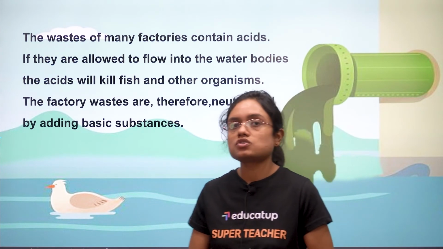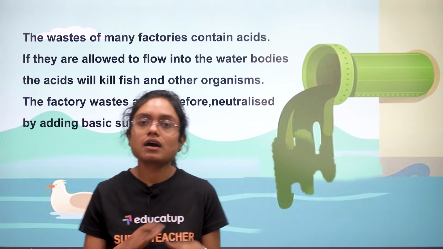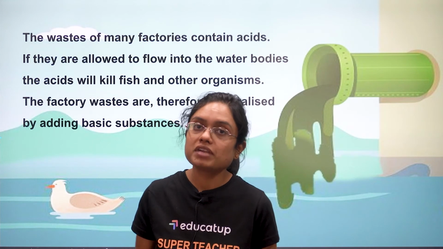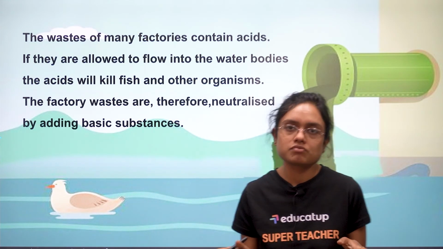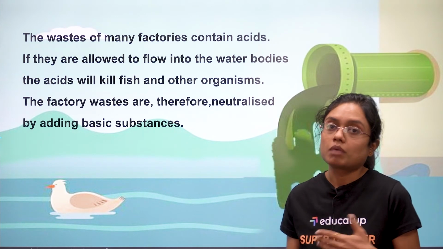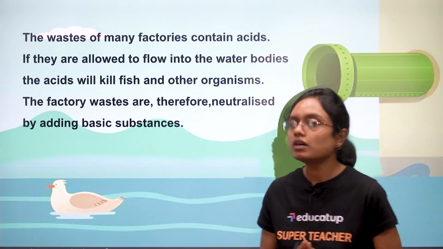So before discharging, they are actually neutralized with the help of base, so that उन acids का असर ख़त्म हो जाए और उसके बाद वो waste material rivers में dump किया जाए. Actually तो it should not be dumped in rivers, but factories are doing so. But before doing so, they should ensure that the acids are neutralized with the help of a base.